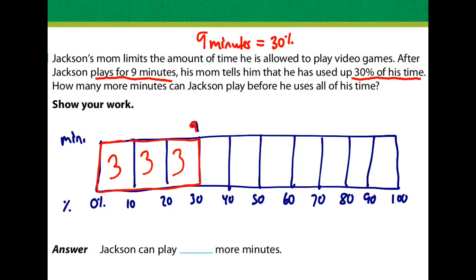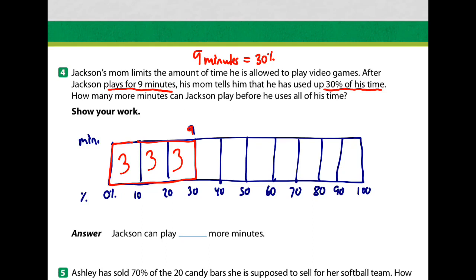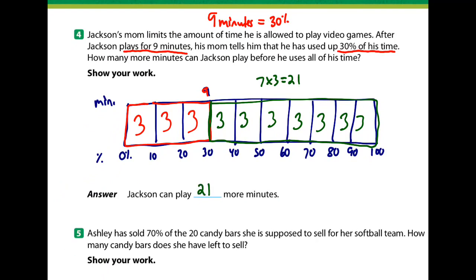But the question says, how many more minutes can Jackson play before he uses up all of his time? So we basically need to figure out everything that would go in this green box I'm making right here. So if I continue with 3 minutes for each 10%, how many 3s are there? Well, there's 7 3s. And what's 7 times 3? It's 21. So Jackson can play 21 more minutes. All right. So if you had that one right, good. If not, pause it, make corrections, learn from it. Watch it again if you need to.